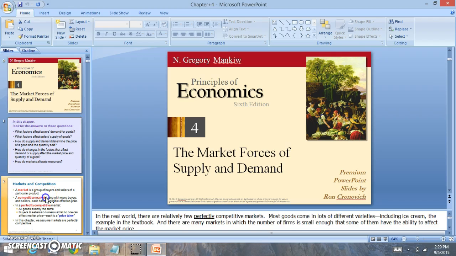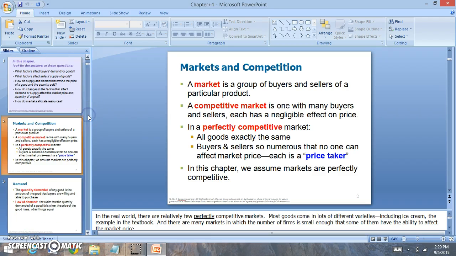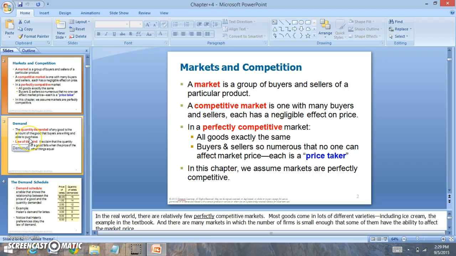So for this week, we're going to be looking at the role of markets. And the role of markets are determined by demand and supply. This is very important to evaluate because demand is evaluating buyers, where supply is evaluating sellers.